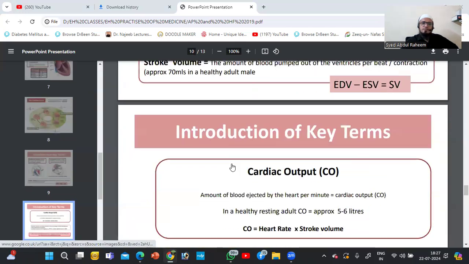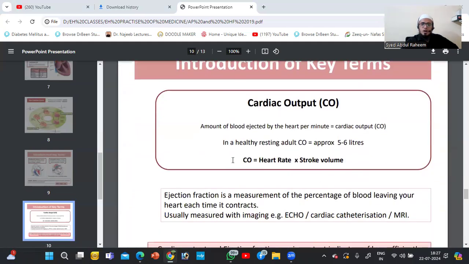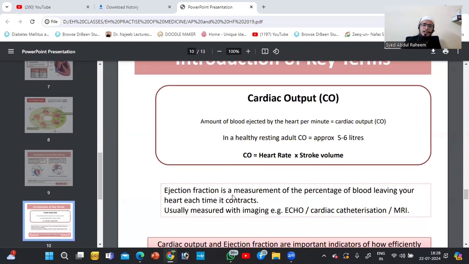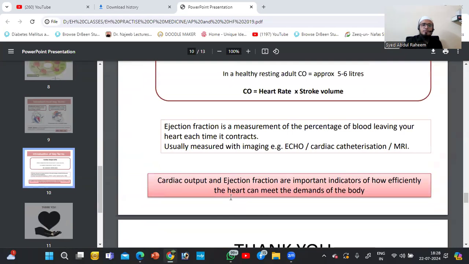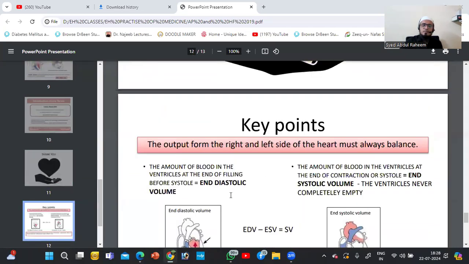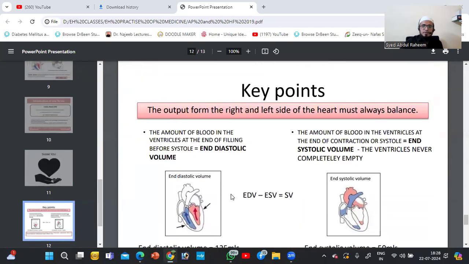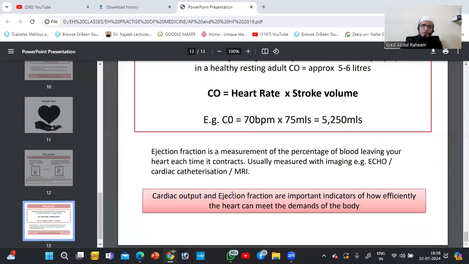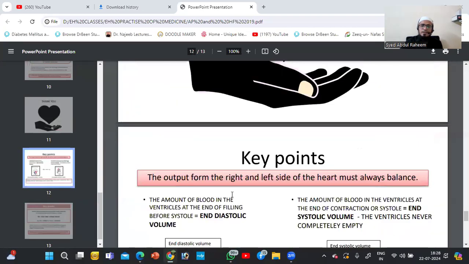Everything is explained here. And we have the cardiac output: how much blood is ejected per minute. It ejects 5 to 6 liters in 1 minute, meaning the whole circulation of blood happens in 1 minute. These are very important. So we have completed diastolic and systolic, and the other related things.